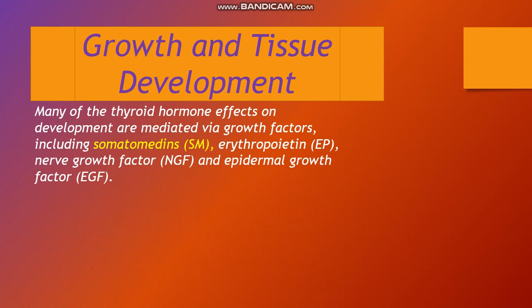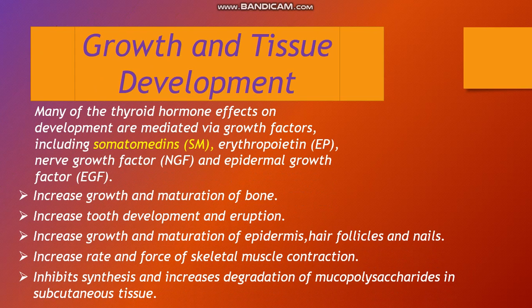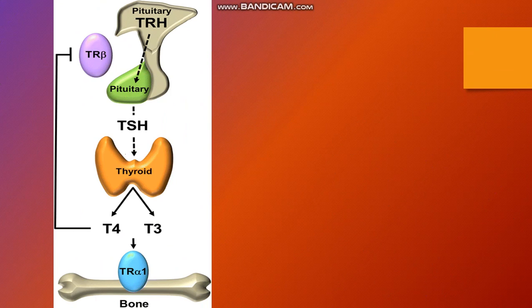Growth and tissue development. Many of the thyroid hormone effects on development are mediated via growth factors, including somatomedins, erythropoietin, nerve growth factor, and epidermal growth factors. Increased growth and maturation of bone, increased bone development, tooth development and eruption, increased growth and maturation of the epidermis, hair follicles and nails, increased rate and force of skeletal muscle contraction, inhibit synthesis and increase degradation of mucopolysaccharides in subcutaneous tissue. You're looking here.